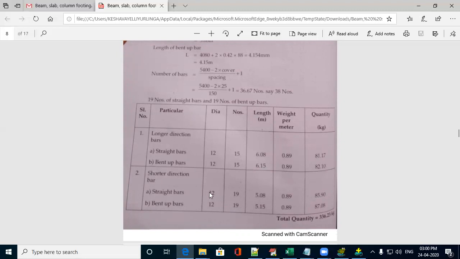Similarly, in the shorter direction, straight bars will be 12 mm diameter, 19 numbers, length 5.08, and length of bent up bar will be 5.15. Here it is written as 5.15, but you have to change it. Add everything in this column, you will get the total weight of the steel in kgs which is required to construct this slab. This is about the reinforcement detail of RCC slab, two-way slab. Thank you.